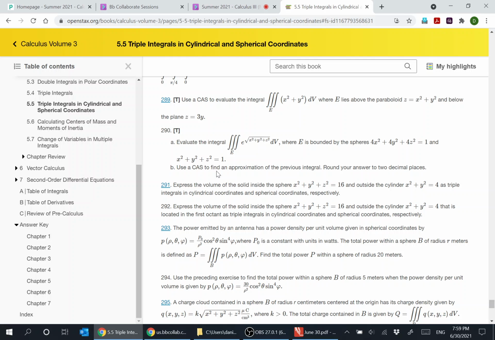Express the volume of the solid inside the sphere of radius 4 and outside the cylinder of radius 2. So this is actually something that you probably are familiar with. If you take a piece of solid wooden ball or a solid plastic ball, and then you drill a hole through it all the way down, you get those shapes.